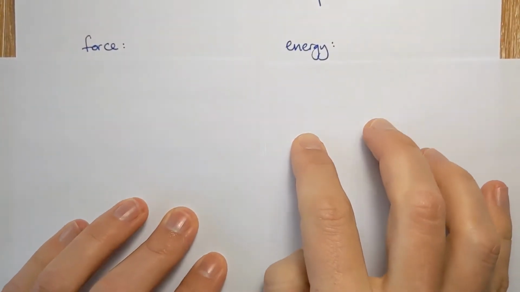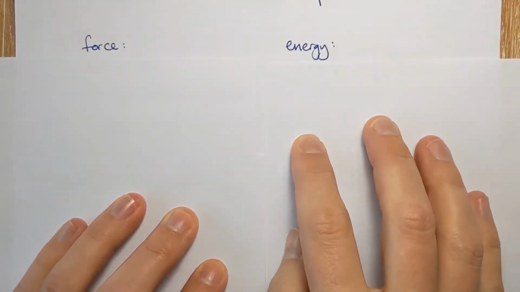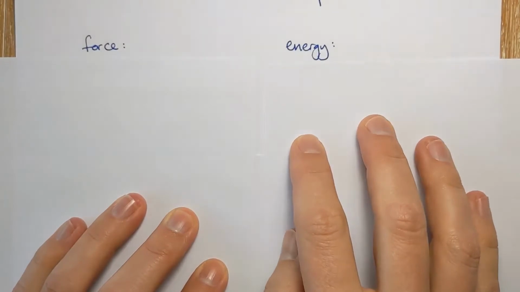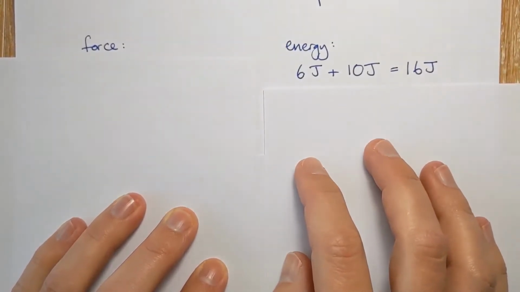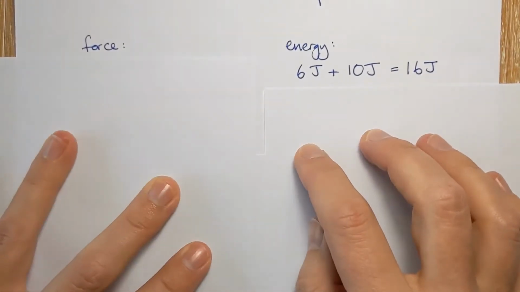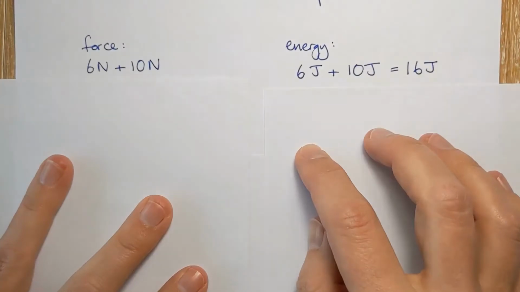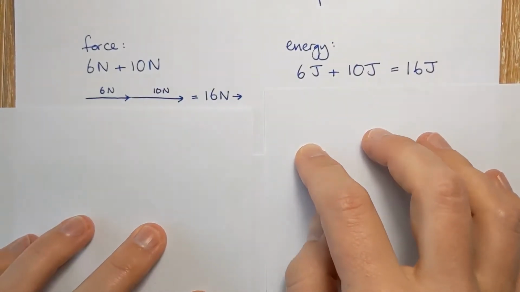Well, the difference is that if you add up scalars, you can only get one answer. So for example, energy. If I do 6 joules plus 10 joules, I can only get 16 joules. There's no other possible answer. Whereas if I'm adding up forces, say 6 newtons and 10 newtons, I can get lots of different answers. I can get an infinite number of different answers.